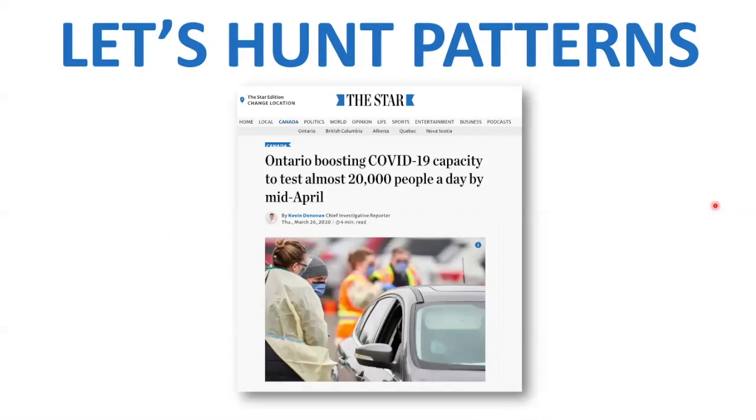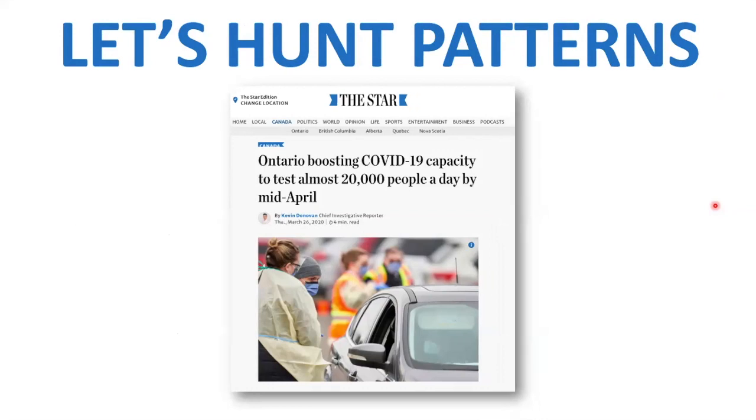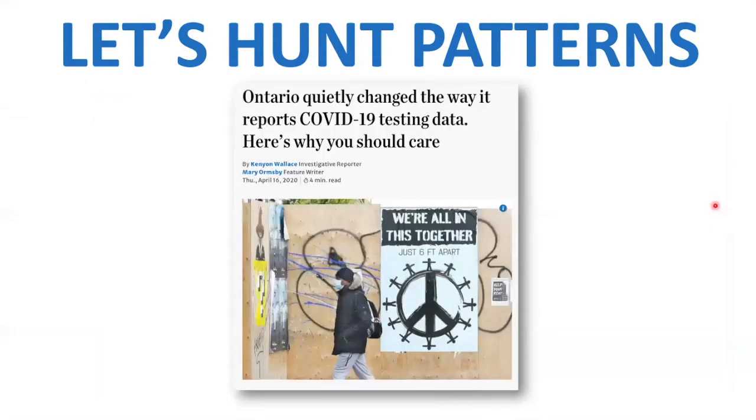So mid-April, we were boosting our COVID-19 testing capacity to reach almost 20,000 people a day by mid-April. What effect did this announcement have? How did we achieve that? Or how did we progress towards it? How about changing the way that we test?